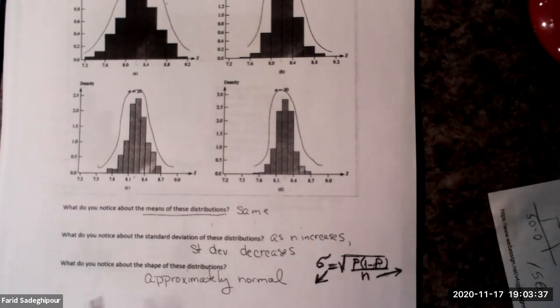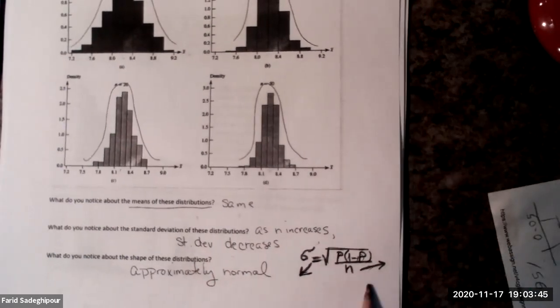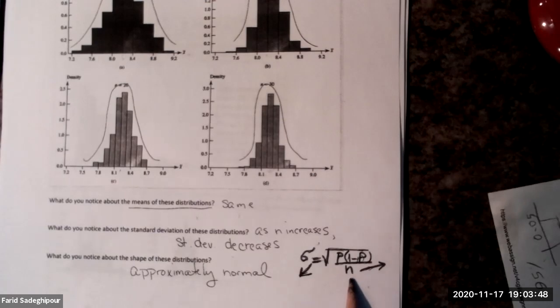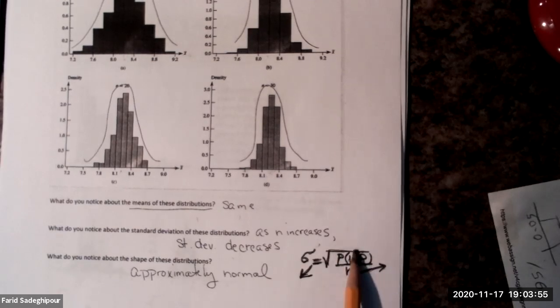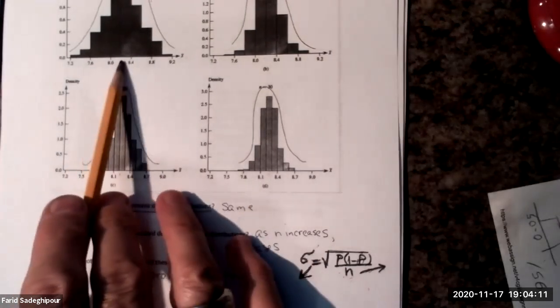And then here, what do you notice about the standard deviations? As n increases, the standard deviation decreases. This is the formula for standard deviation. So n is the denominator. When n increases, the entire fraction decreases, and that impacts the standard deviation, so the standard deviation decreases. So as n increases and you have a larger sample, you have less variation. Less variation means the numbers are getting close to the actual mean.